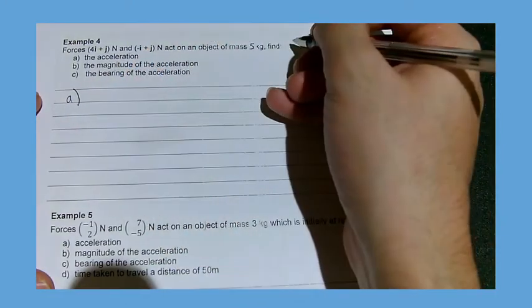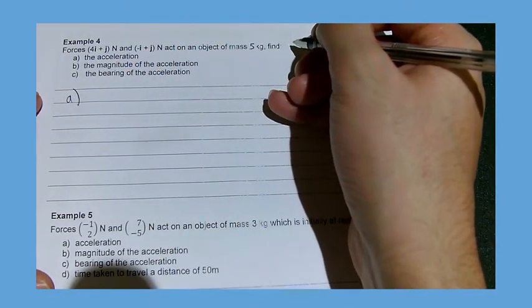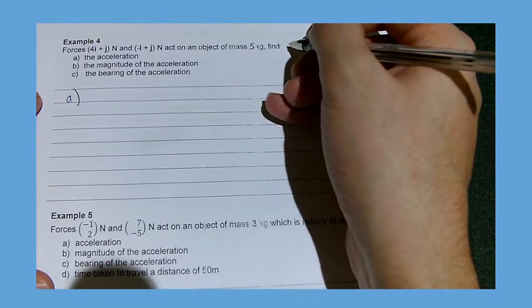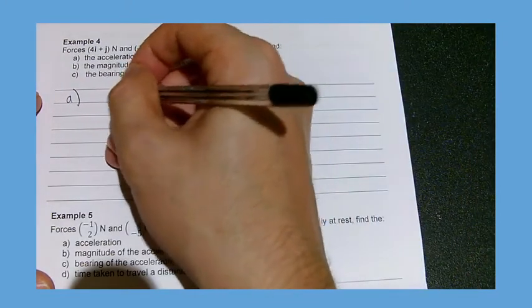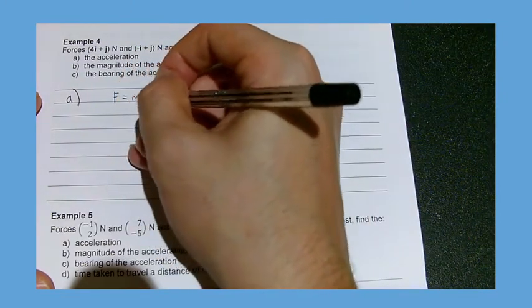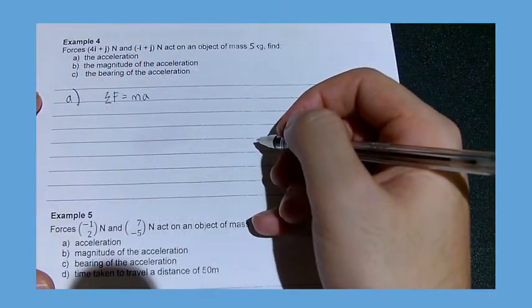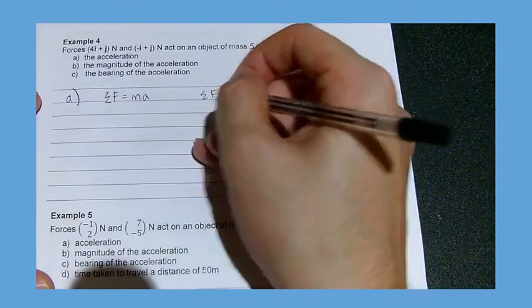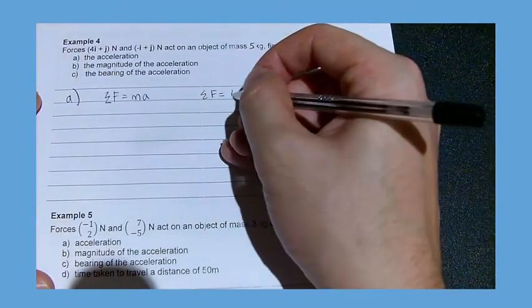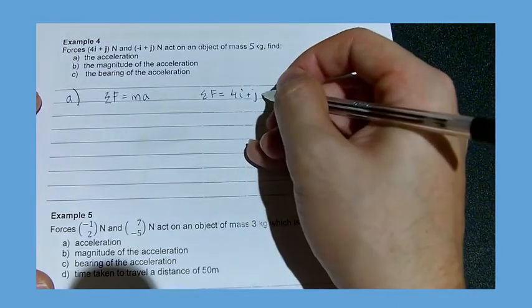Now if we've got these two forces that act on an object of mass 5 kilograms and there is an acceleration taking place, therefore we can say that the resultant force is equal to ma. So there is an overall resultant force. And how do we find the overall resultant force? If you remember from the previous video, we add the vectors together.